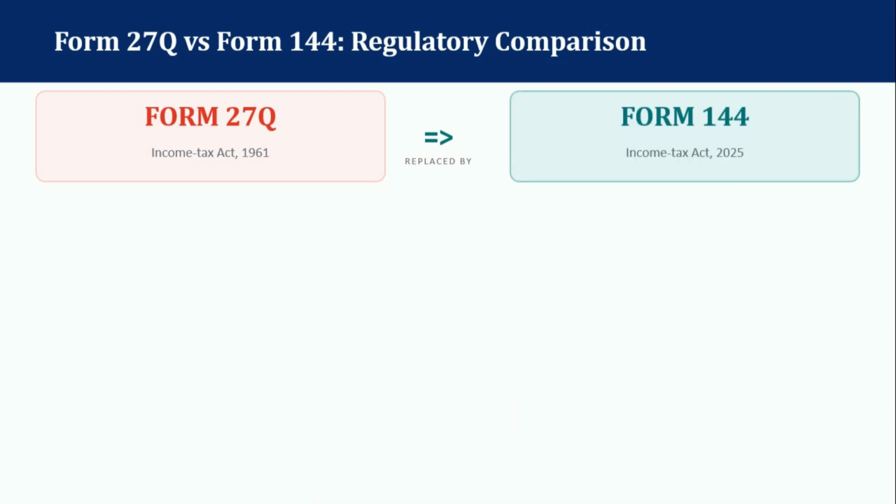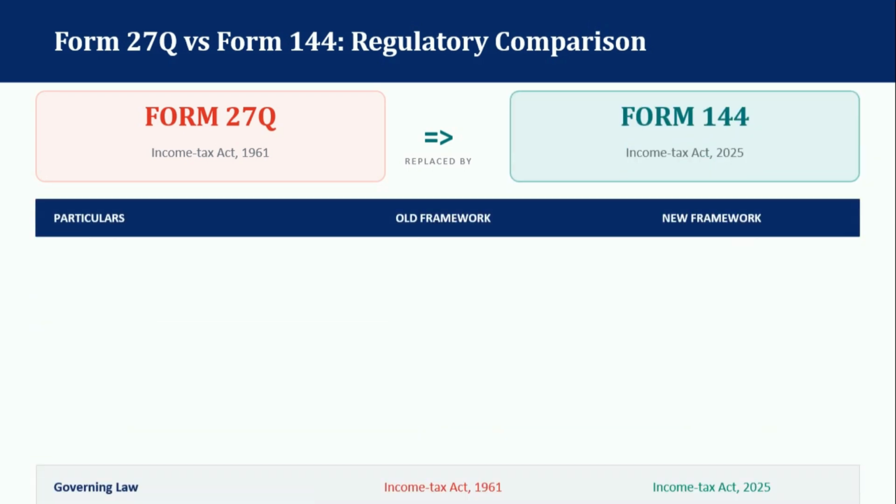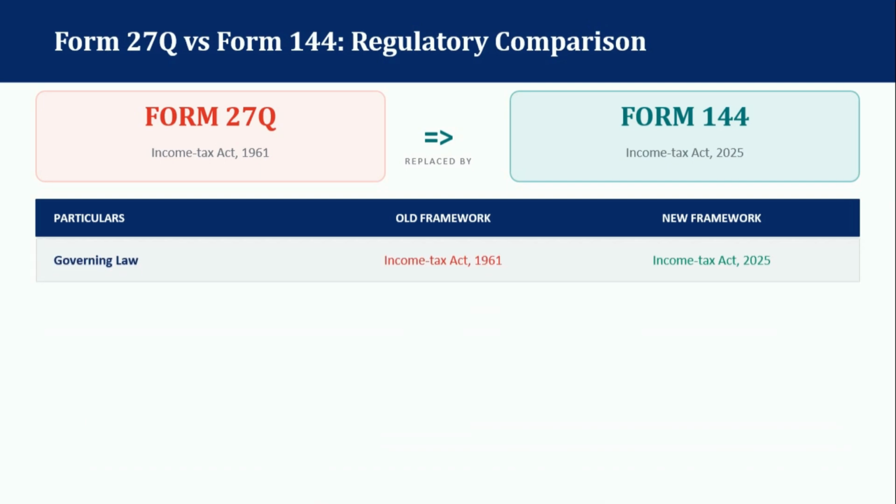Form 27Q, prescribed under the Income Tax Act, 1961, is now replaced by Form 144 under the Income Tax Act, 2025. The governing law has changed from the Income Tax Act, 1961 to the Income Tax Act, 2025. The TDS reporting requirement has shifted from Section 195 to the corresponding Section 393(2) in the new Act.